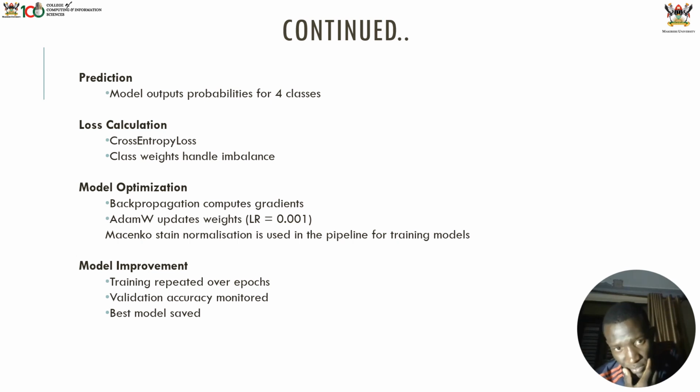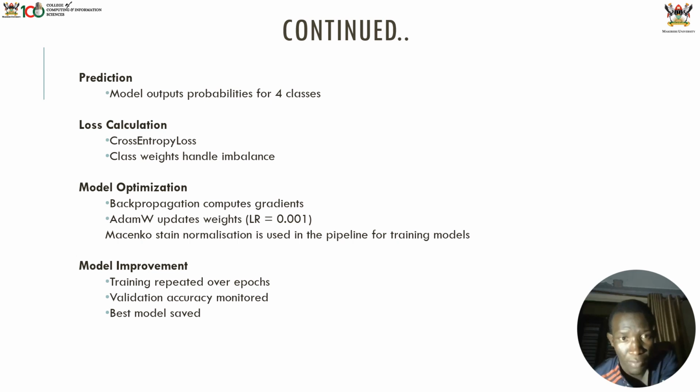Then more explanation on how the model learns. We have the prediction. The model outputs probabilities for each of the four classes. These probabilities indicate how confident our model is for each class. So the class with the highest probability is selected as the final prediction.